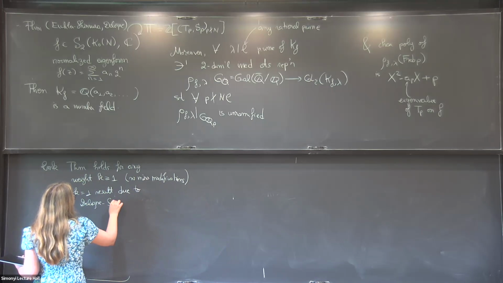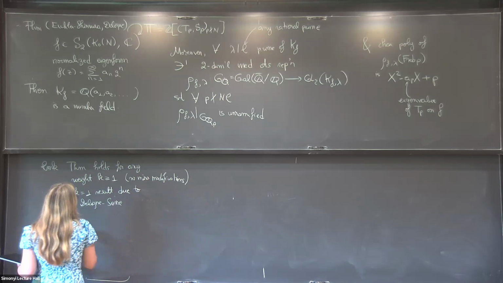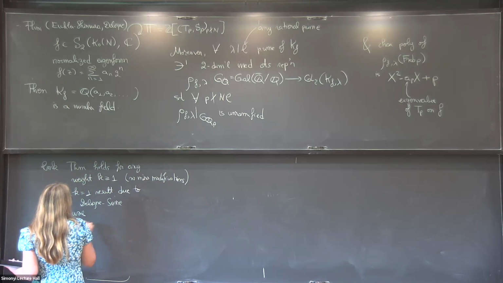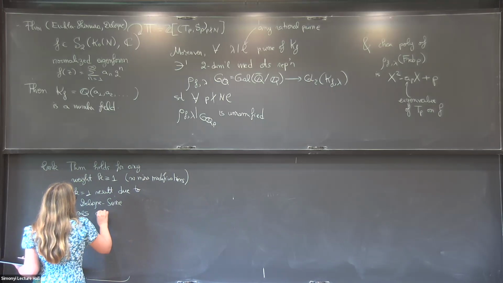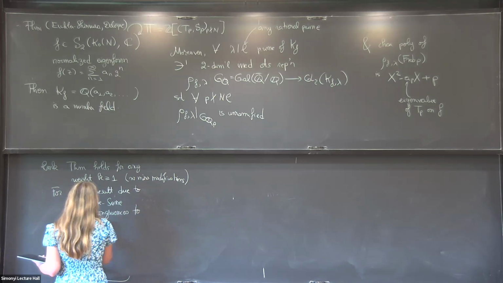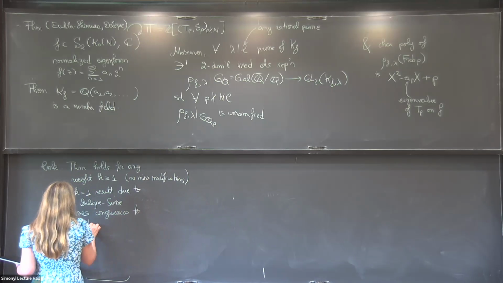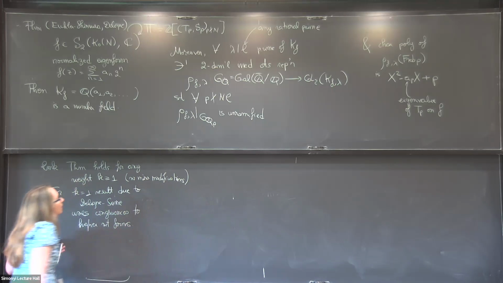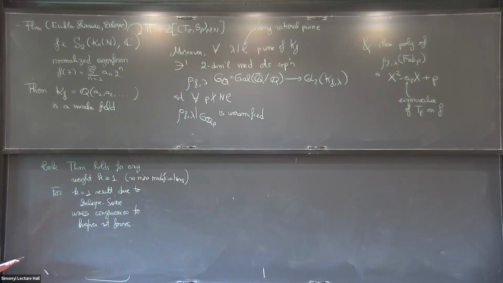So you first have to prove it in weight at least 2, and then you have to construct, so it uses congruences to forms of higher weight. And so this is where we were last time. Are there any questions about the statement of the theorem?